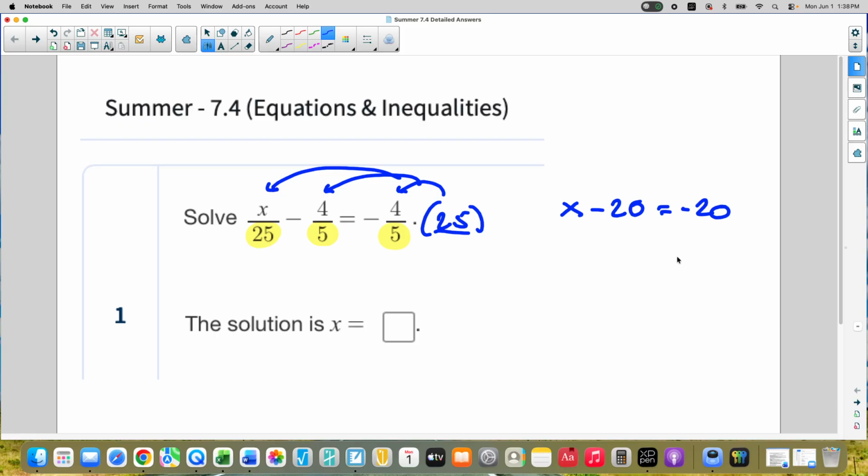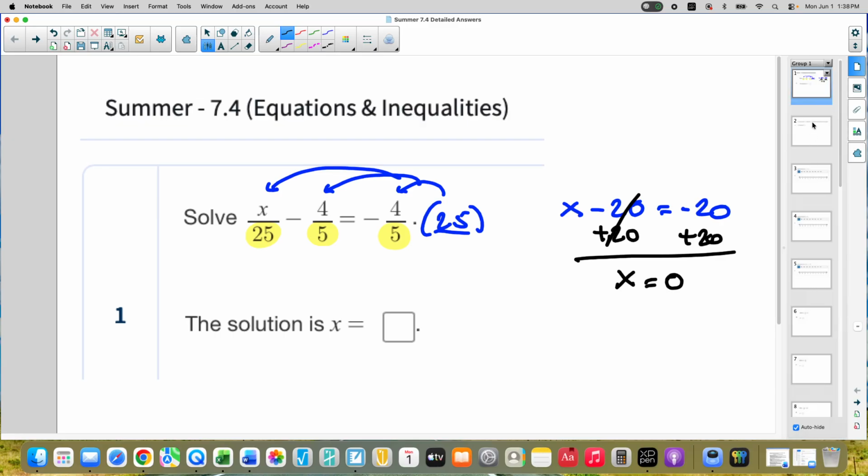This is a proportional equation. This big ugly thing is equivalent to this because we multiplied everything proportionally by 25. Now we can solve for the variable by doing the inverse operation of subtracting 20. The inverse of subtracting 20 is adding 20. These cancel, and you're left with x equals 0. To me, that's going to be your easiest way to do this problem. I would advise getting rid of the denominators.